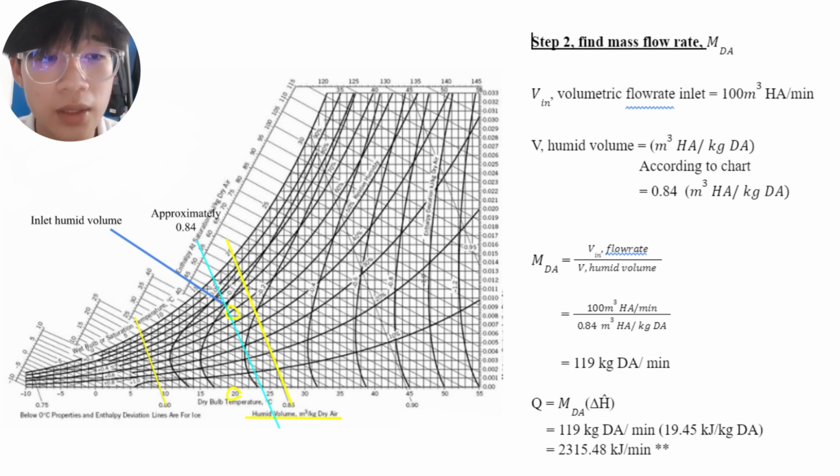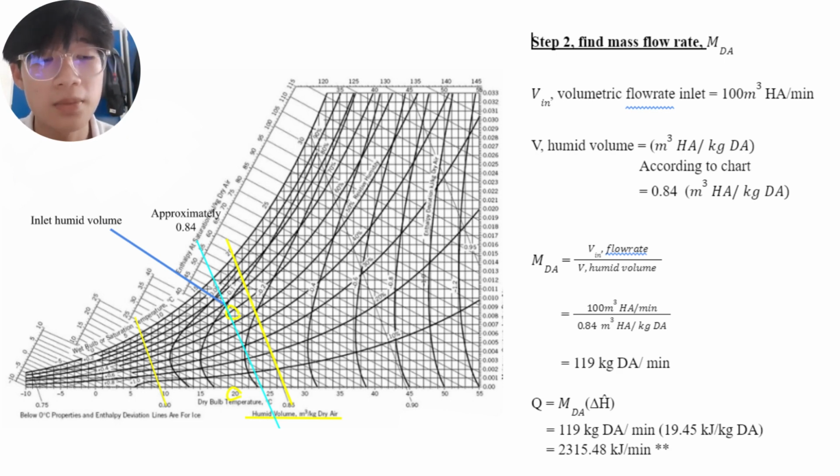the first point that we plotted in the first chart is 20 degrees Celsius with 60% humidity. The point can be stated that the humid volume is approximately 0.84, by comparing the two humid volume scales on the chart, which are 0.85 and 0.80. And then the formula for the mass flow rate is volumetric flow rate of inlet over the humid volume. So the volumetric flow rate is 100 meter cube, and the humid volume is 0.84. So 100 divided by 0.84, we got 119 kilogram of dry air per minute.